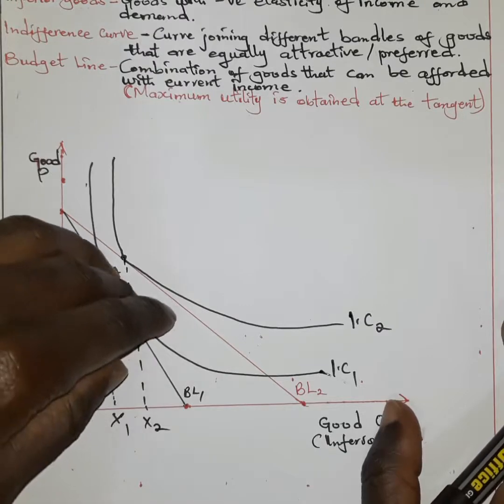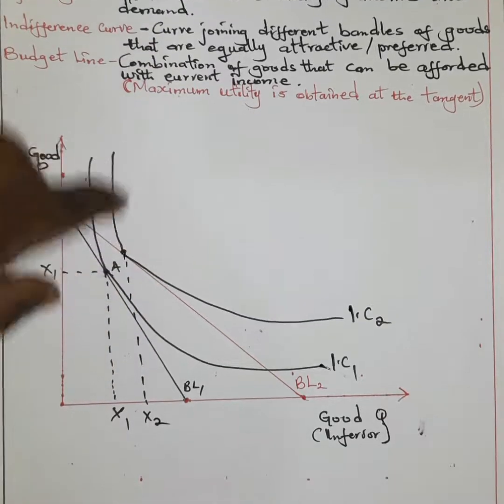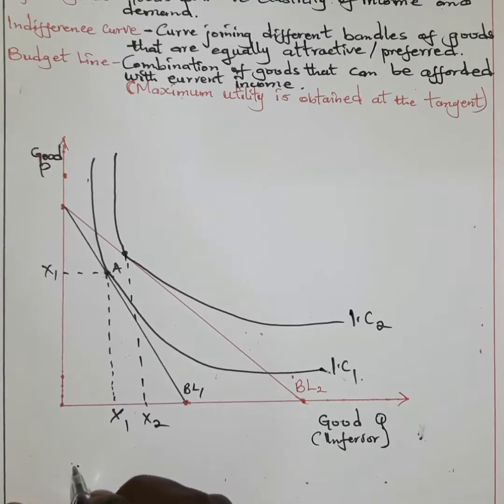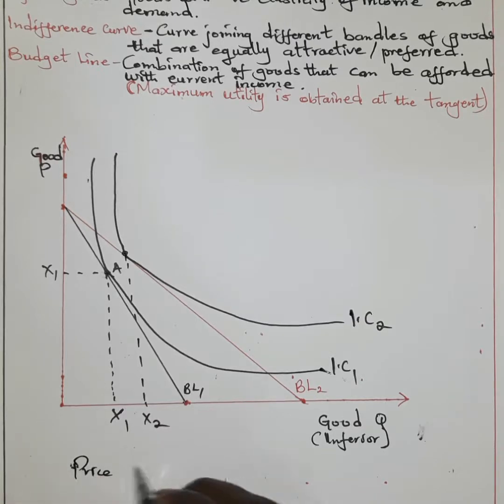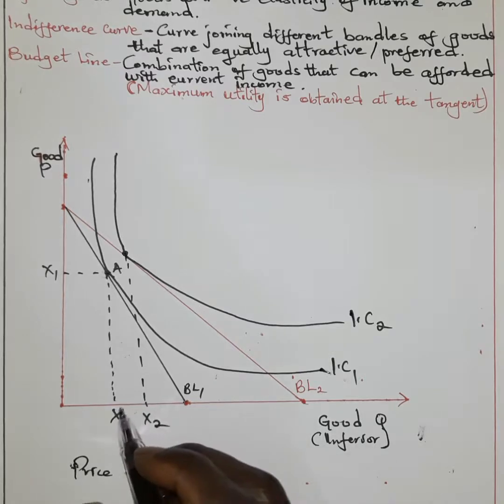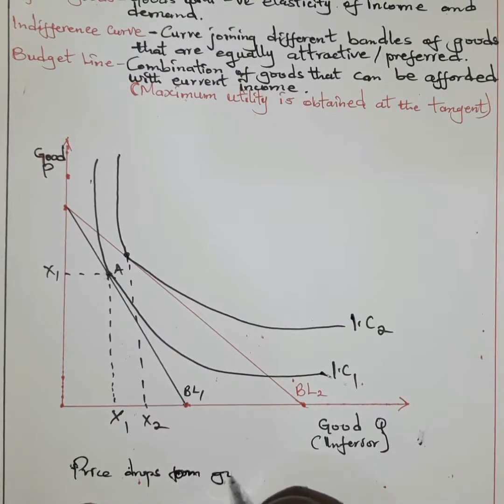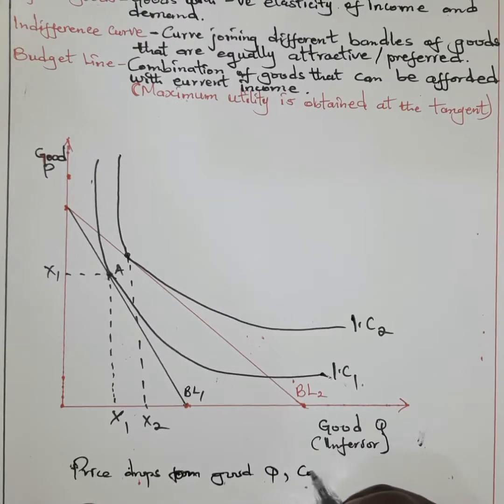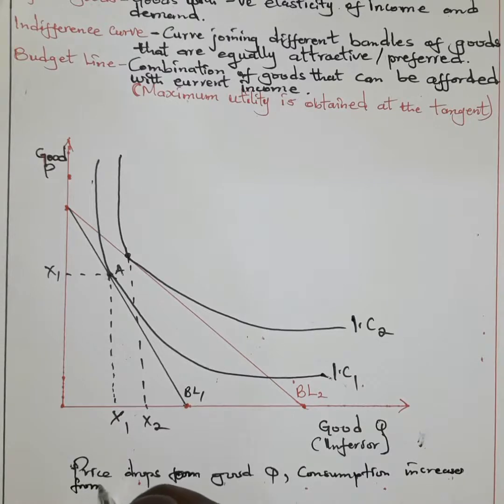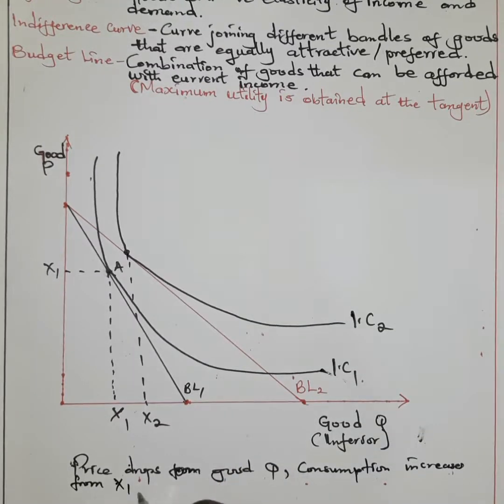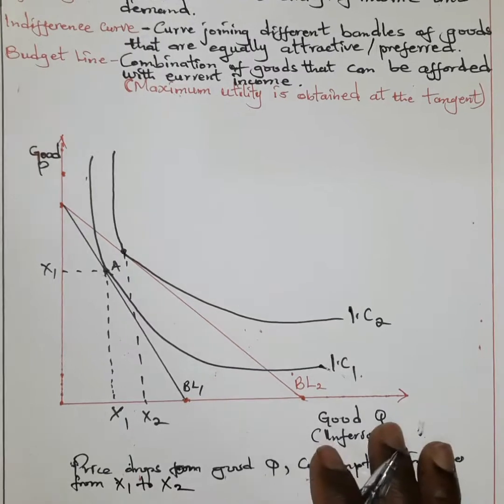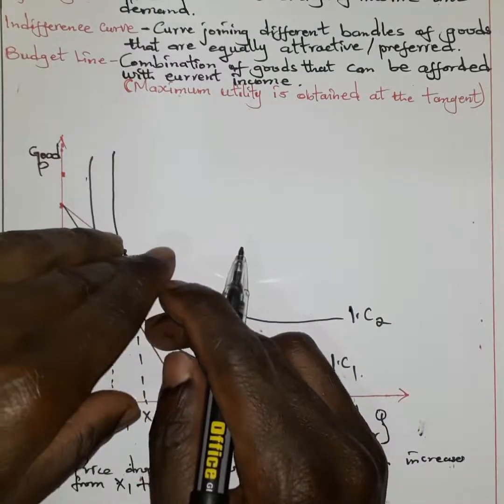And after a drop in price, I realize the consumption increases. So when the price drops on good Q, the consumption increases from X1 to X2, as we have illustrated in the point below.